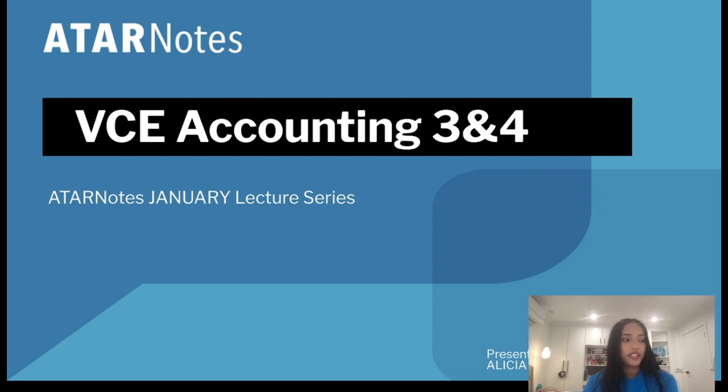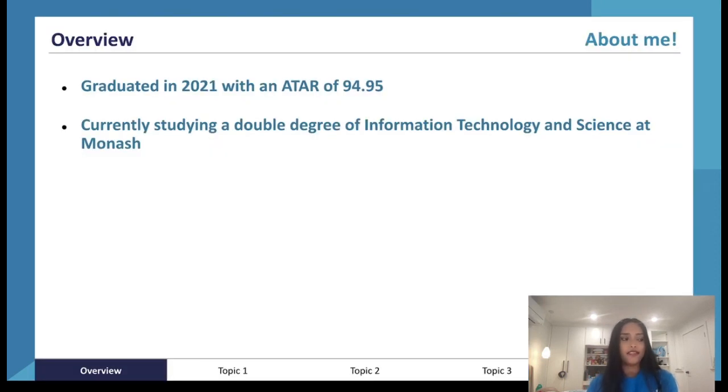So for today's lecture, just a little bit about me first. I graduated Year 12 in 2021 with an ATAR of 94.95, and right now I'm studying a double degree of IT and science at Monash.